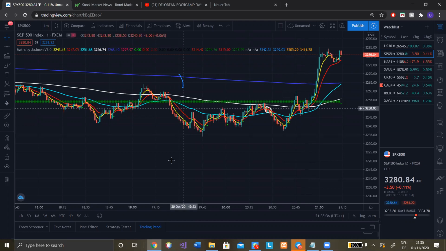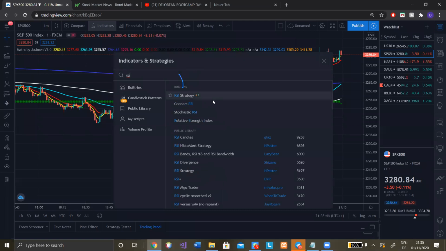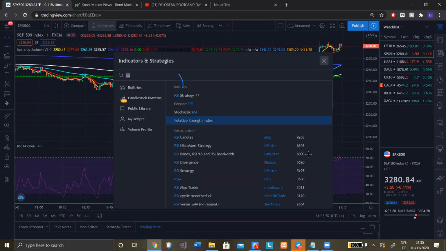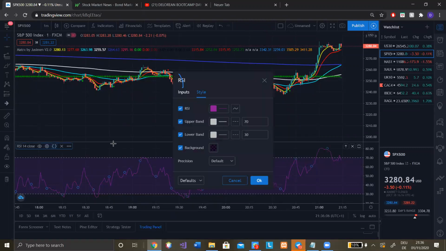I'm going to now need the RSI. So for those who don't have it, go to indicators, RSI, the relative strength index, not this, not this, not this, the fourth one. Just click on it once and you have this. But this is not how we want it to be because we want to change the settings. So we go to settings and we put the upper band to be 80. We put the lower band to be on 20.